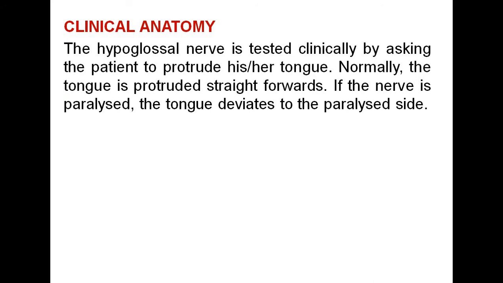The clinical anatomy of the hypoglossal nerve: to test the hypoglossal nerve, you actually test the genioglossus muscle. For that, you ask the patient to protrude the tongue. Normally the tongue is protruded straight forward. But if the nerve is paralyzed, the tongue deviates to the paralyzed side.